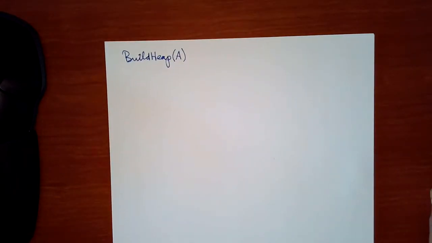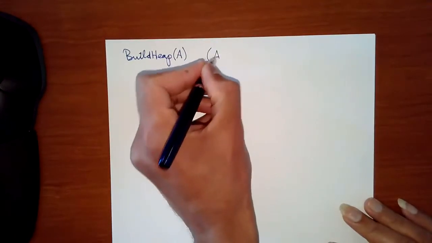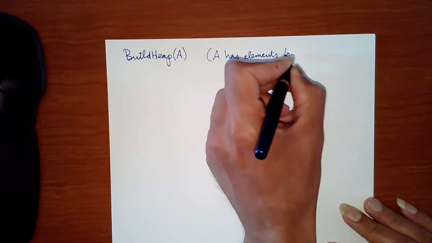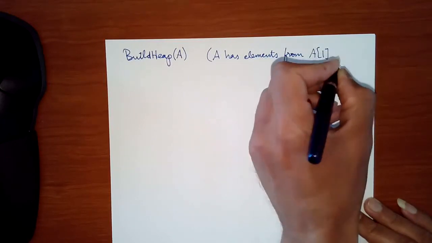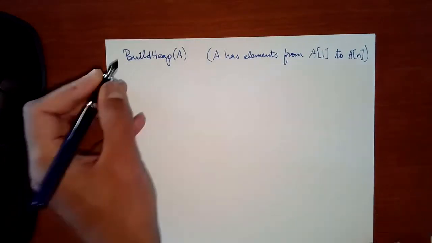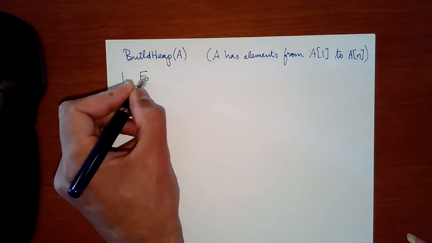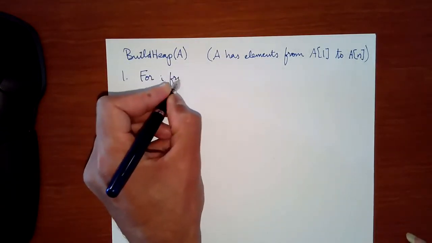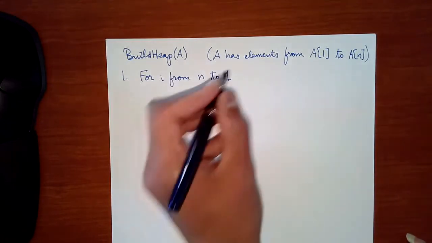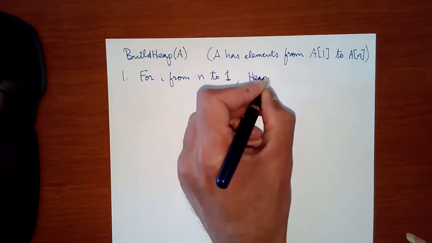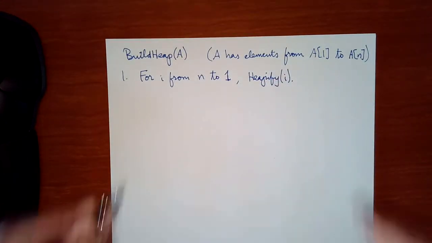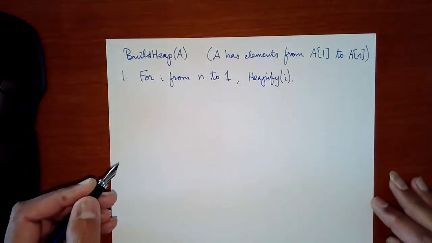How do you do build heap? Let's say that A has elements from A1 to AN. So the indexing is off by 1, but as we discussed, that would make things easier. So we'll say for I from N to 1 in reverse order, just call Heapify of I. And this is going to build a heap. Okay, so why is that?